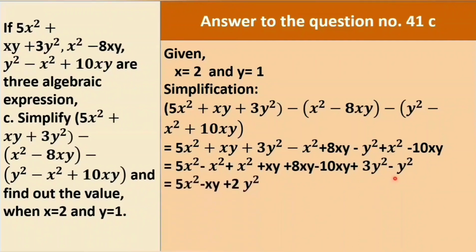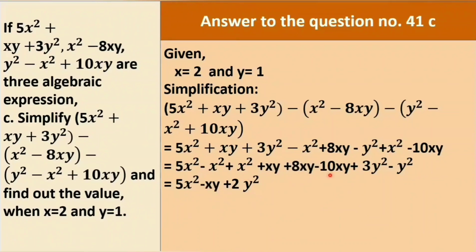Now we will go for doing the calculation. Here there is 5x square and plus x square. If you add 5x square with x square, the result is 6x square. And with that 6x square, if you subtract minus x square, the result will be 5x square. And here there are similar terms, 8xy and plus xy. If you add them, we get 9xy. So 9xy and minus 10xy makes what? Yes, we will get minus xy.